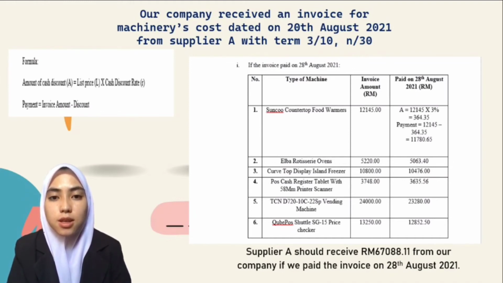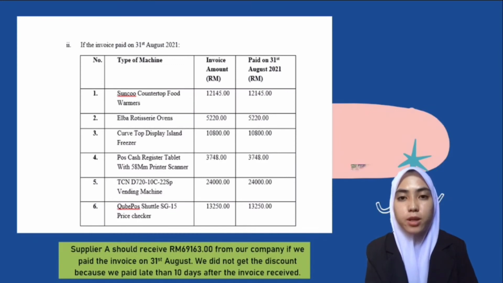Then supplier A should receive 67,088.11 from our company if we paid the invoice on 28 August 2021. And then if the invoice is paid on 31 August 2021, supplier A should receive 69,163 from our company. We did not get the discount because we paid later than 10 days after the invoice was received.